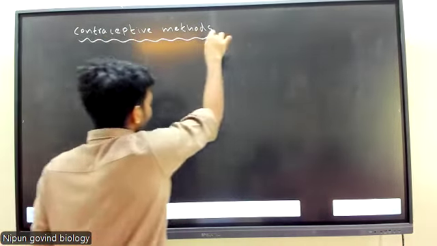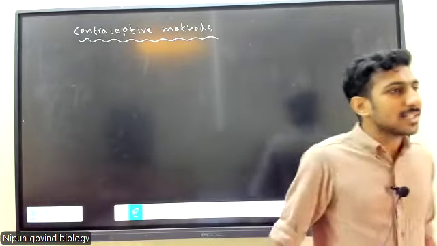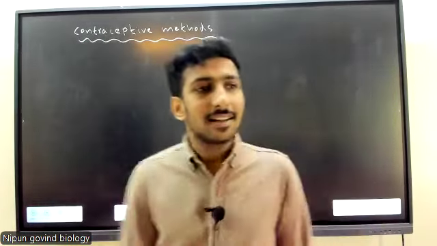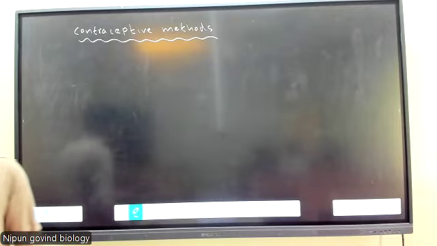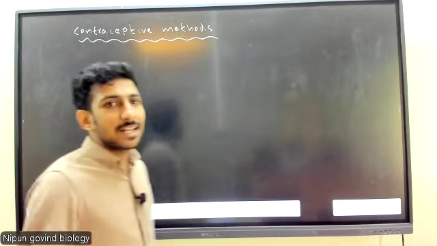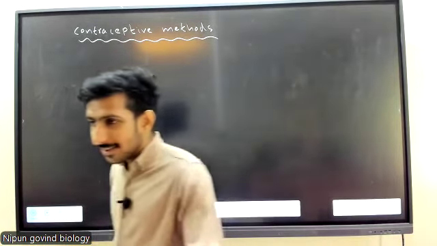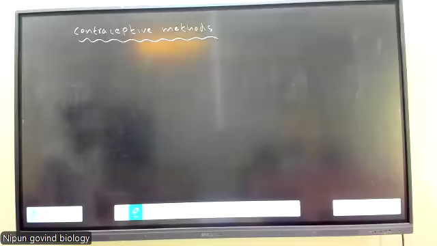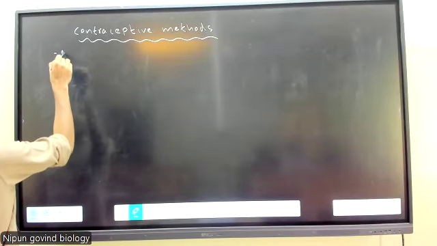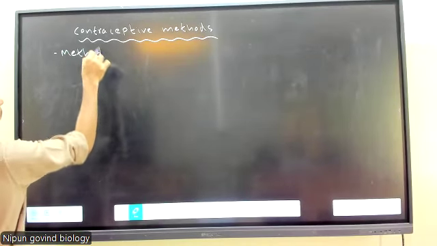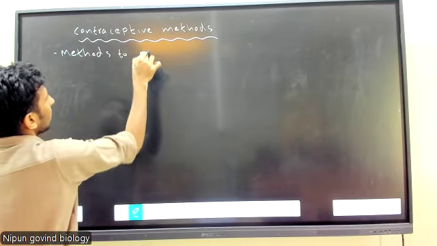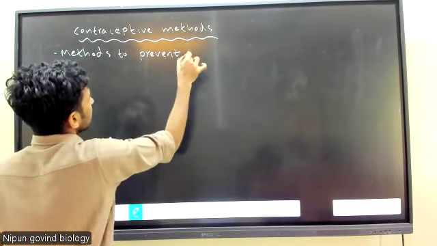You know what contraceptive methods mean? Contraceptive methods mean the methods to prevent pregnancy. These are the methods to prevent pregnancy.